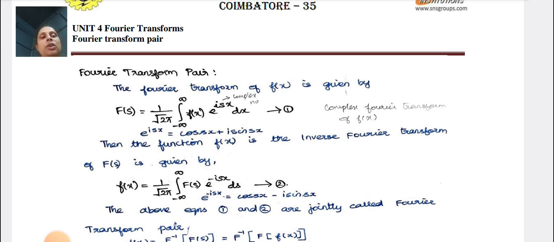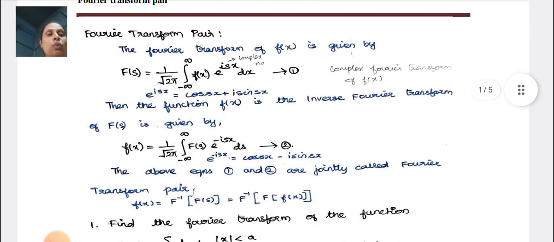Okay, so here we use the integral depending on the function. The function is F of s, so we use the integral as ds. Here also we use the formula e power minus i theta. So e power minus i theta is cos theta minus i sin theta. Okay, so using 1 and 2, the Fourier transform and the inverse Fourier transform are called the Fourier transform pair. So f of x is equal to F inverse of capital F of s, equal to F inverse of capital F of small f of x.